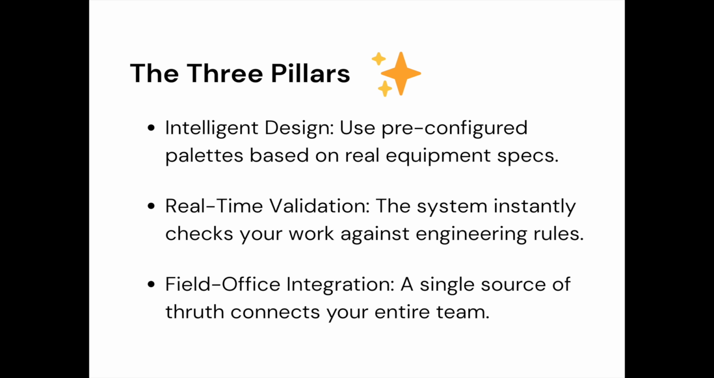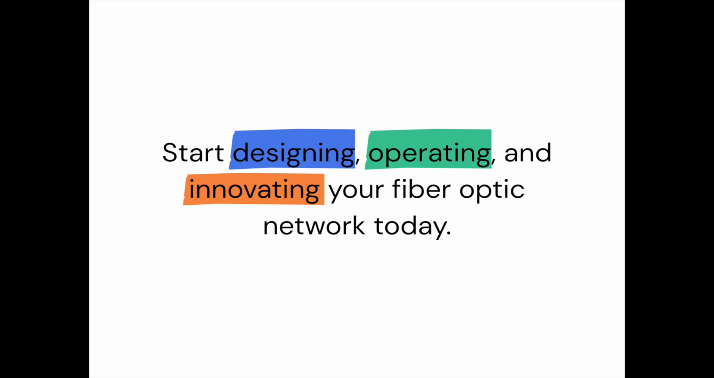It all really comes down to these three pillars. It starts with intelligent design, using palettes that are based on real-world equipment. That design is backed up by real-time validation because the system is constantly checking your work against engineering rules. And it all comes together with complete field office integration, creating that one single source of truth for the entire team. By bringing your entire workflow together, Zonedge gives you the power to not just build networks more efficiently, but to truly innovate. This is so much more than a new tool. It's a completely new way of engineering. It's time to start designing, operating, and innovating your fiber optic network today.